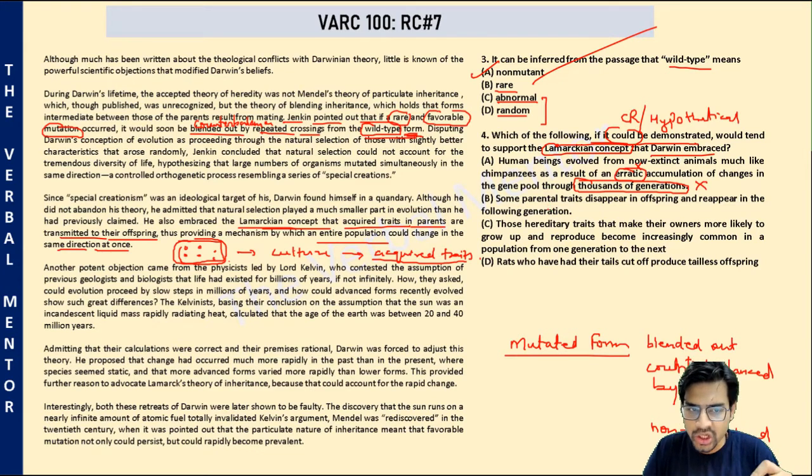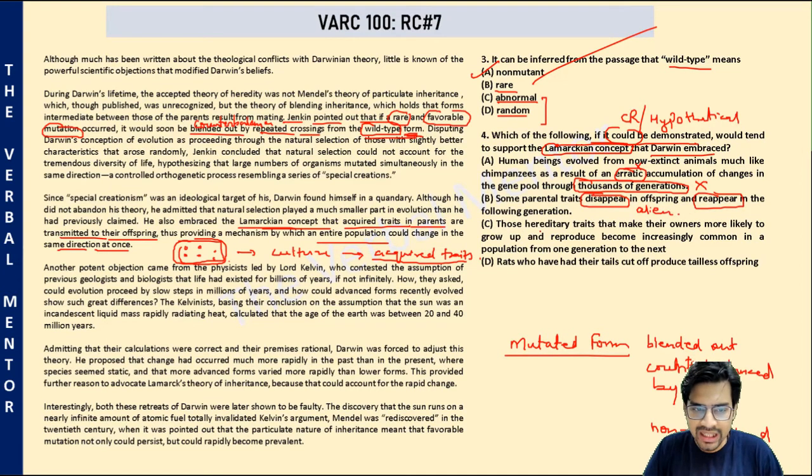Option B, some parental traits disappear in offspring and reappear in the following generation. That's not in coherence with the Lamarckian concept either. They disappear in offspring? No. The Lamarckian concept proposes that Lamarck proposed that the parental traits get transferred to the next generation only, to the kid, to the offspring only. And not that they can reappear in the third, fourth generation after having disappeared. So that kind of relationship is alien to the Lamarckian concept.